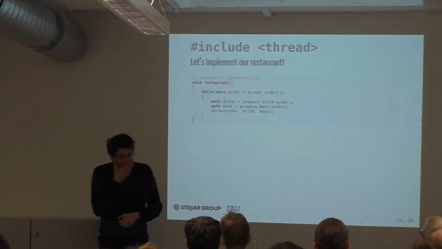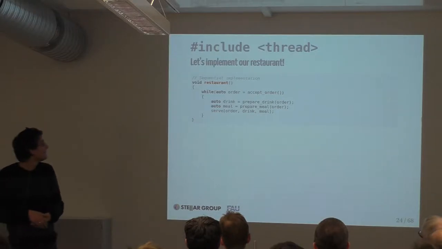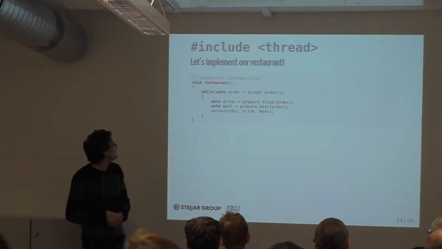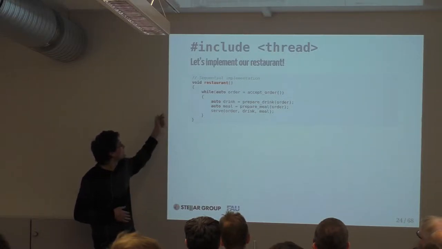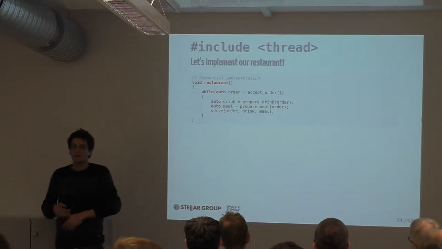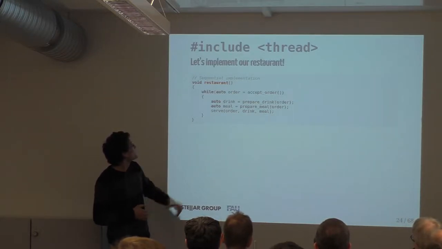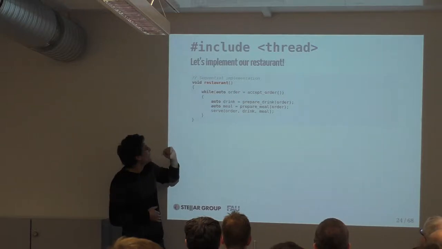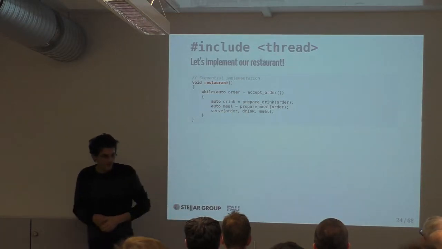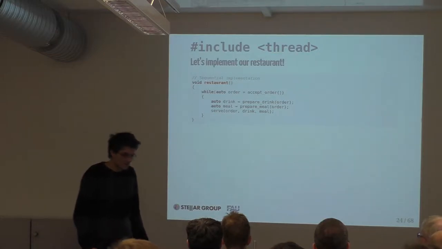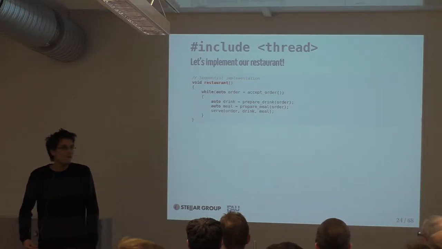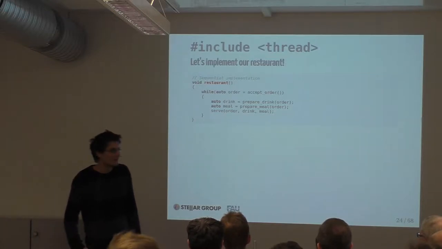Okay. So let's get back to our restaurant example. So we want to parallelize this. So as a basic ground, let's start with this very simple sequential implementation where we have some kind of while loop where we accept the order and then prepare the drink, prepare the meal, and then serve both to the customer. So, anybody disagrees or has questions regarding this? Simple enough, right?